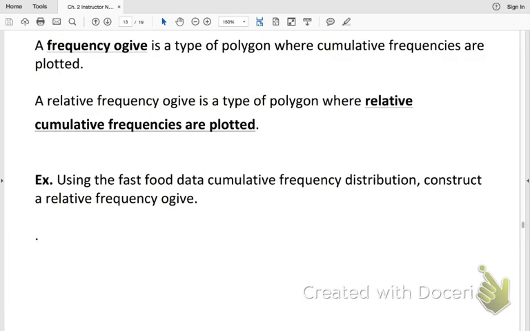Closely related to a frequency polygon is something called a frequency ogive. Now, a frequency ogive is just a frequency polygon where we're using cumulative frequencies. And then we could have a relative frequency ogive also. The only difference there is we would be using relative cumulative frequencies.